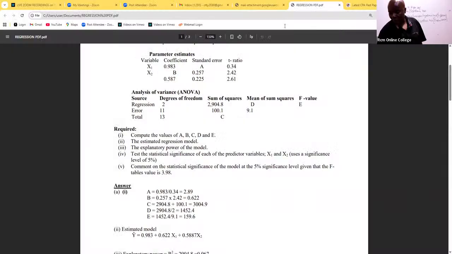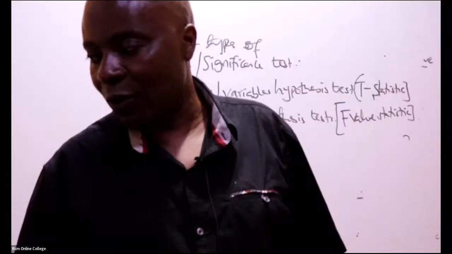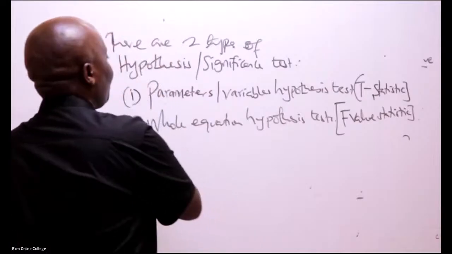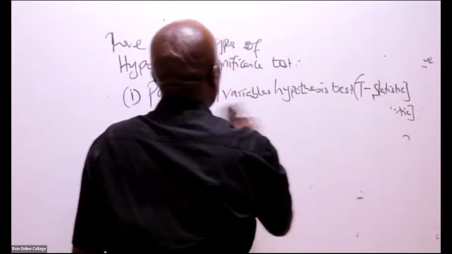If you look at number four, they want me to test the significance of each predictor variable. So they want me to carry out variable hypothesis tests, variable significance tests, and they're giving me the level of significance here as 5%. So we start with this Roman 4. Very easy. This is what they want us to do.